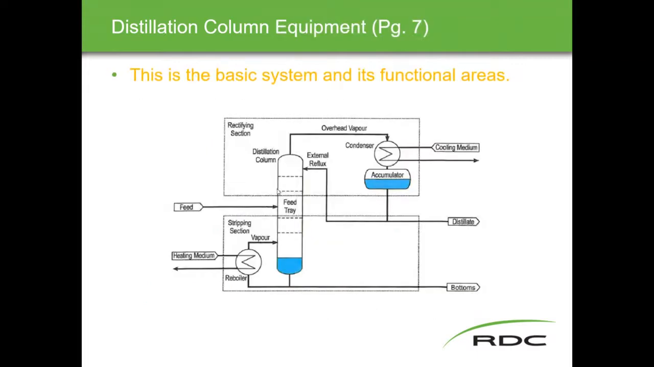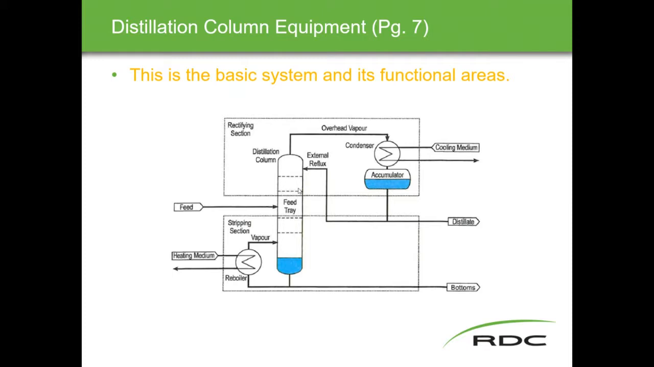Okay, so the next few pages in the ILM here break the distillation process into its equipment component areas. So we have two basic sections when we take the distillation column and we break it apart. We have the stripping section, which is the bottom section where we heat up the feedstock. And then we have the top section, or the rectifying section, as it's called, where we pull off all of our vapors and condense them, and we use our reflux to bring things back in.